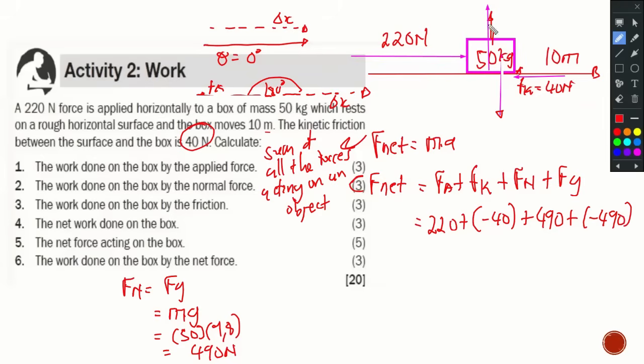So this is where we then have the cancellation of these two. And then obviously 490 minus 490 will just give us 0. Then we are only left with 220 minus 40, which is going to give us 180 newtons. So our F net is 180 newtons.